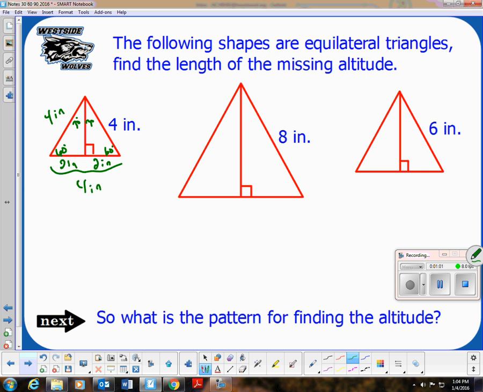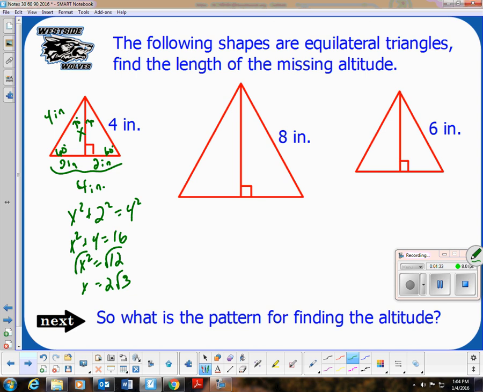Now the reason why we're doing this is because this is a right triangle, we can do the Pythagorean theorem here. So we have x squared plus 2 squared equals 4 squared. And so we have x squared plus 4 equals 16. So x squared equals 12. And then we square root, and we get 2 square root of 3. That is the length of the x value right here, which is the altitude in that figure.